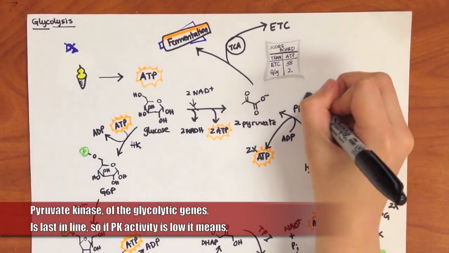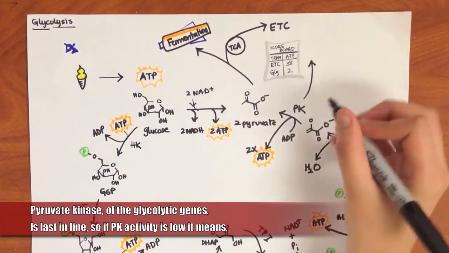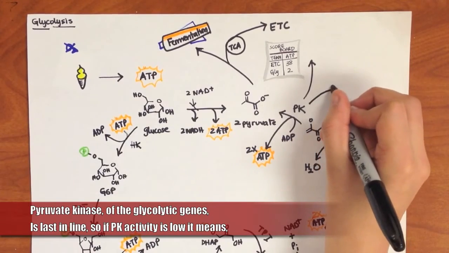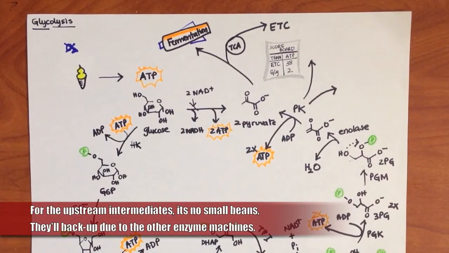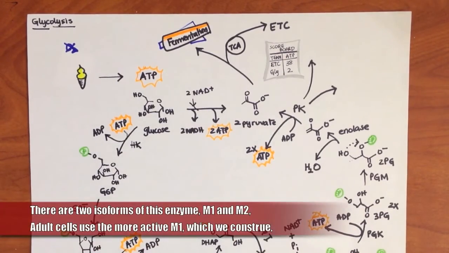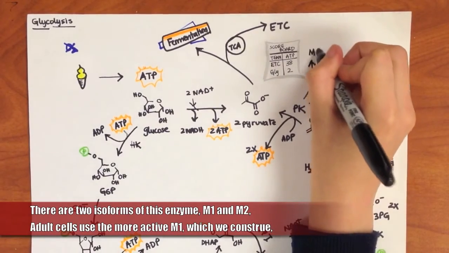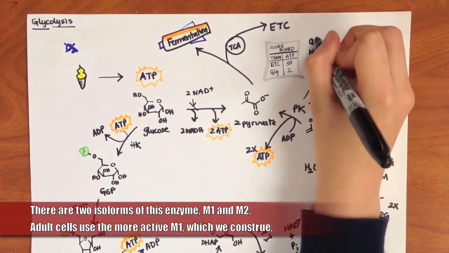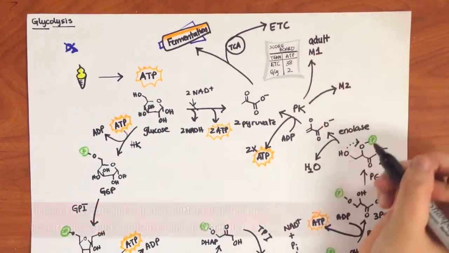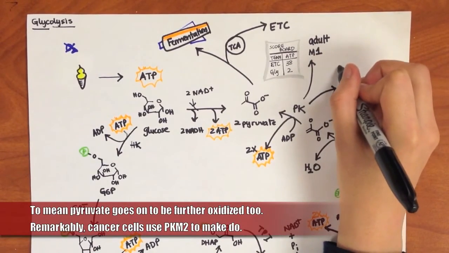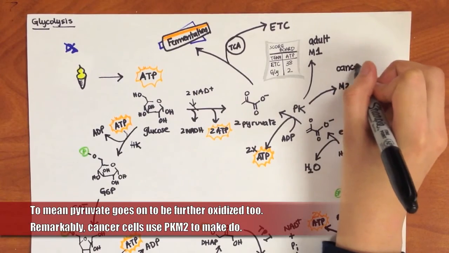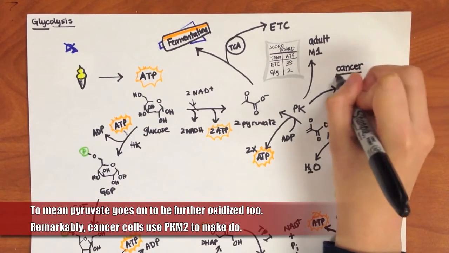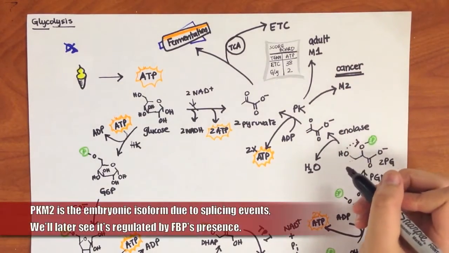Pyruvate kinase of the glycolytic genes is last in line, so if PK activity is low, it means for the upstream intermediates, it's no small beans. They'll back up due to the other enzyme machines. There are two isoforms of this enzyme, M1 and M2. Adult cells use the more active M1, which we construe to mean pyruvate goes on to be further oxidized too. Remarkably, cancer cells use PKM2 to make do.